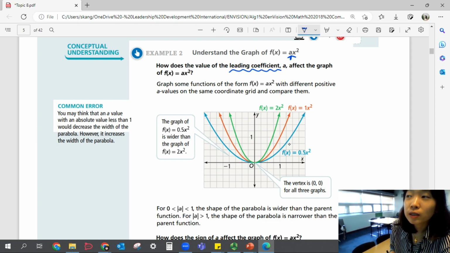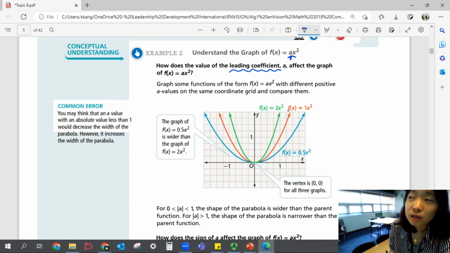Right? So when a decreases, so if it's less than 1 and it's a decimal, then it becomes wider, right? It gets wider. Because whatever your x is, and you square it, you divide that in half, because 0.5 is 1 over 2. And so it's going to grow slower. The y values are going to grow slower. So then your graph is wider.